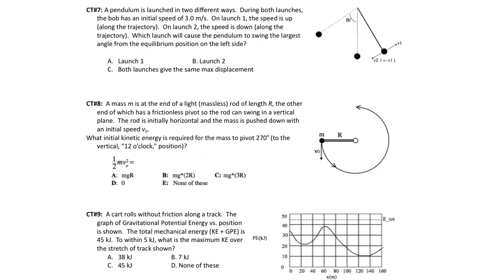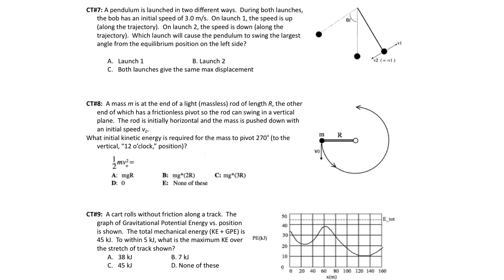Hey everybody, we're going to look through some multiple choice questions regarding conservation of energy here. So let's look at the first one. It says we got a pendulum that's launched in two different ways. During both launches, the bob has an initial speed of 3 meters per second. Launch 1, the speed is up, and launch 2, the speed is down.